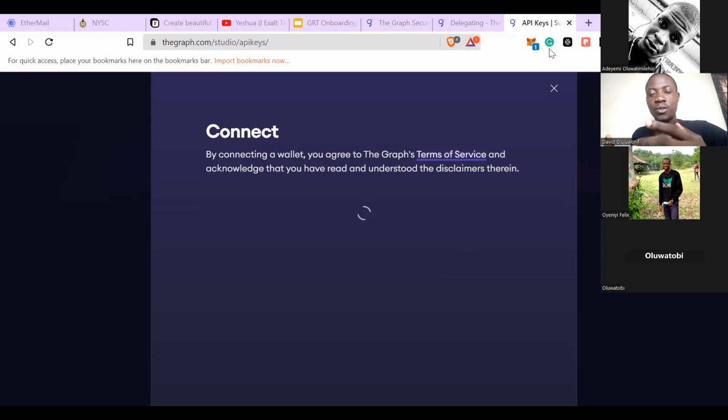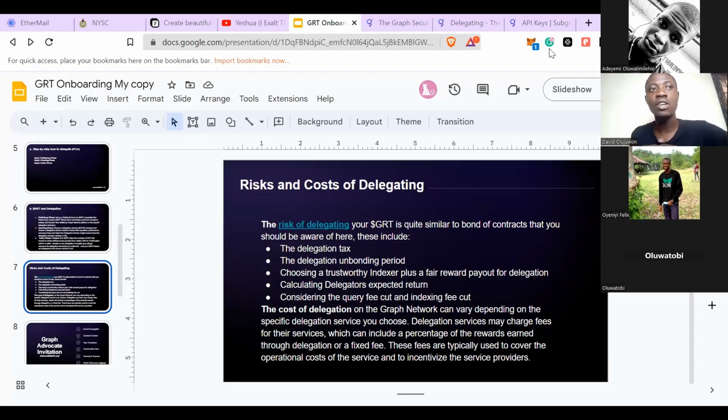Now, the cost of delegation on The Graph network can vary depending on the specific delegation service you choose.